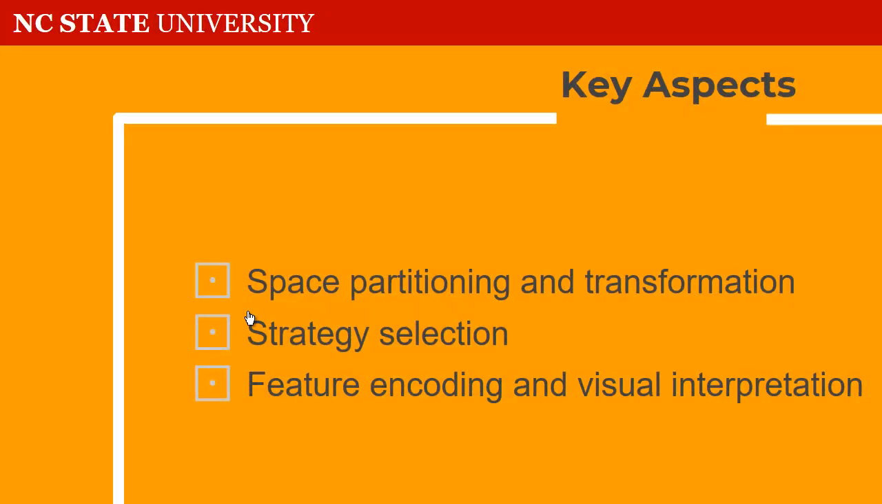So the key aspects of this method is space partitioning and transformation, which is what I said, the use of spatial indexing methods like space-filling curve methods, like z-orders and Hilbert curve, and the other is tree-based structures like R trees and quad trees. And the second one is strategy selection, selecting between all these methods, which one is better. And the last one is feature encoding and visual interpretation of the motion rug.